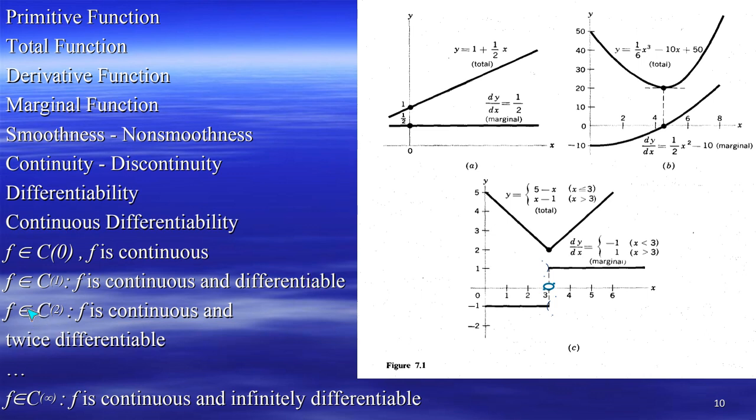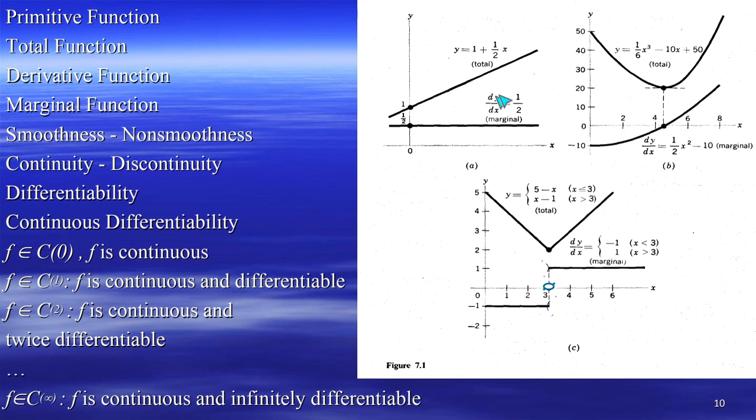If we write f is an element of C2, C to the power 2, it means it's a continuous function, and its derivative and the derivative of its derivative, the second derivative, can be taken: twice differentiable. And it goes on like this up to infinity. If f is an element of C to the power infinity, it means f is continuous and infinitely differentiable. You can take its derivative, the derivative of its derivative, and so on, up to infinity.